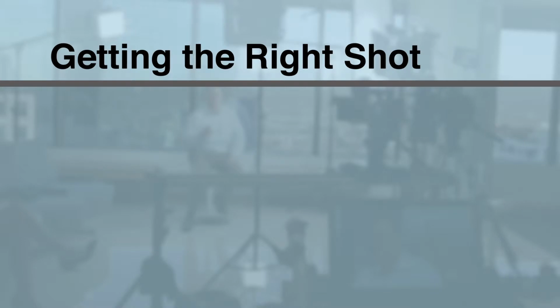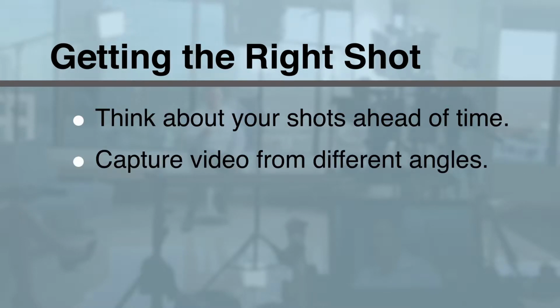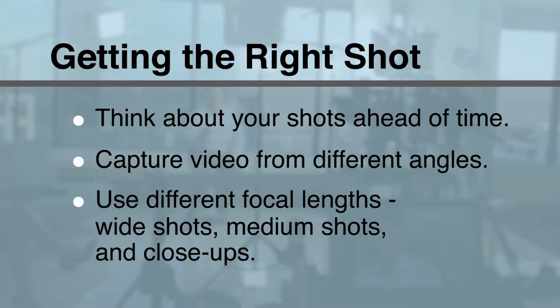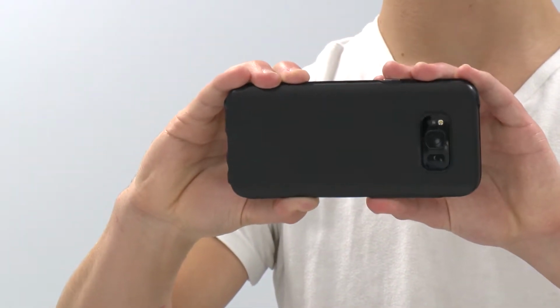Think about your shots ahead of time. While shooting, it's important to change the angles and the focal length. Shooting a mix of wide, medium, and close-up shots from different angles will help you when you edit. Make sure the orientation of your device is horizontal. This makes it watchable on all devices.